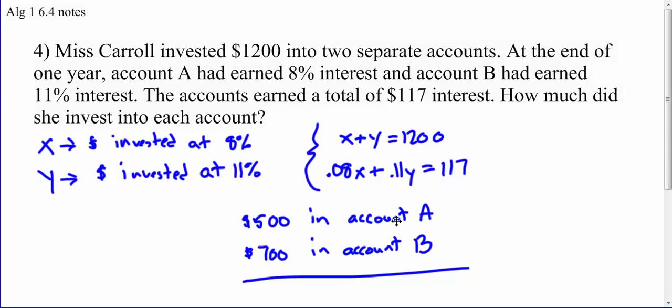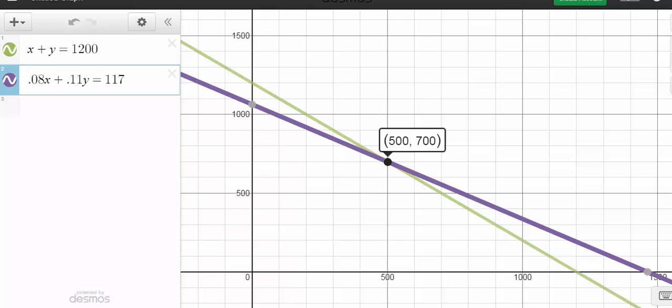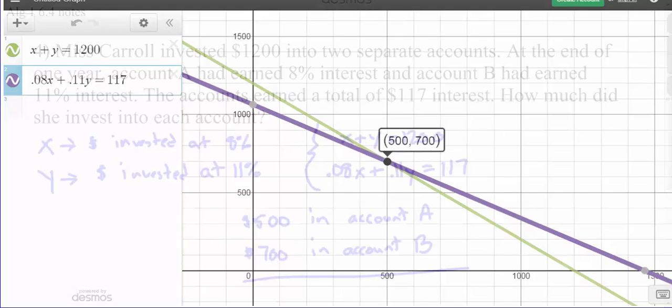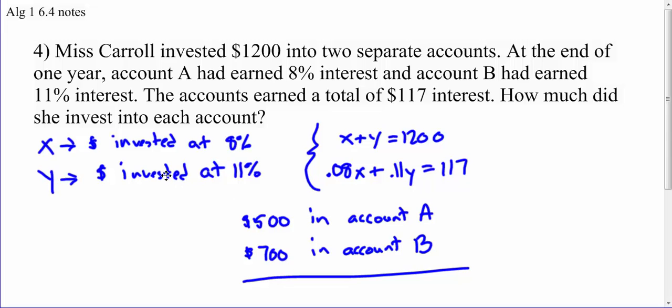Now, the method I chose to use was graphing. $500 in account A and $700 in account B is what I ended up with. I'll show you what that looked like on the screen. I think you can see that now. I've entered my two equations here and found the point of intersection, which was 500, 700. So again, the 500 represents the money in A, where the 700 represents the money in B.